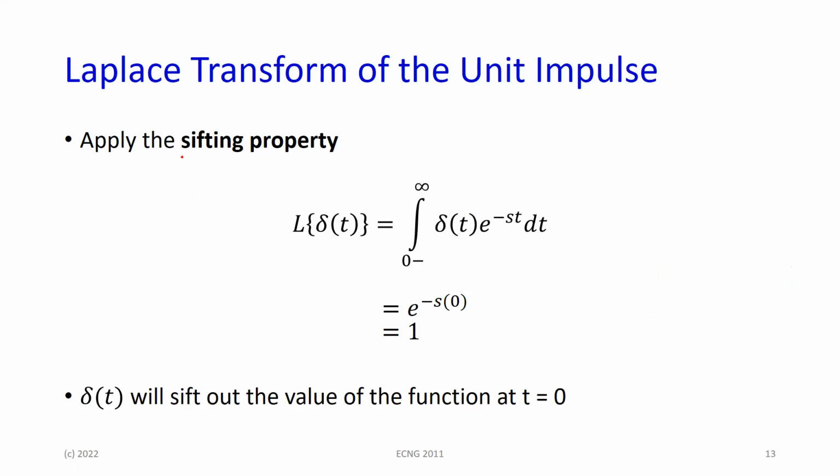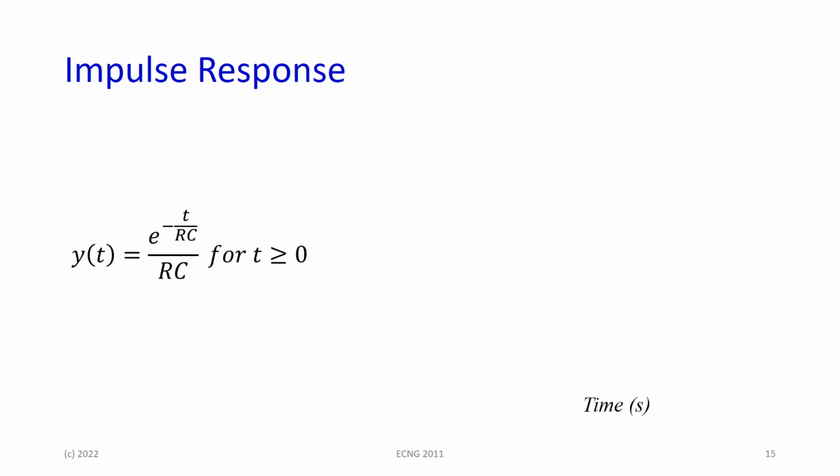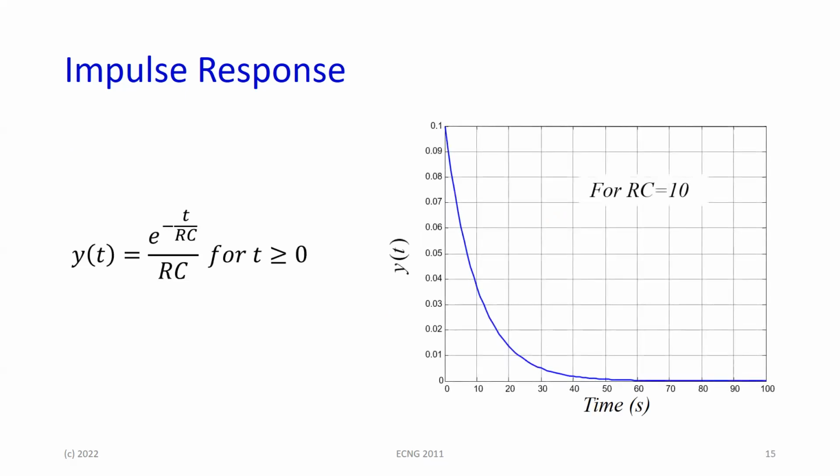Remember, we spoke about that last time. So it sifts out the value. So X(s) is 1, and the impulse response in the Laplace domain is Y(s). And in the time domain, if you find the inverse Laplace transform, you get an equation in time looking like this. What does that look like? This is the response. Remember, it's an RC circuit again. This is y(t) here.